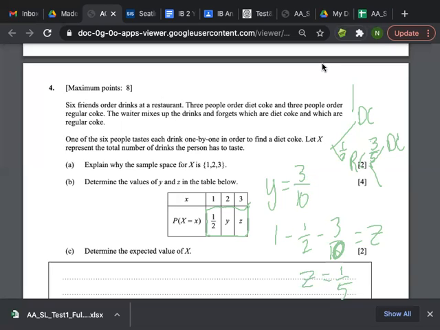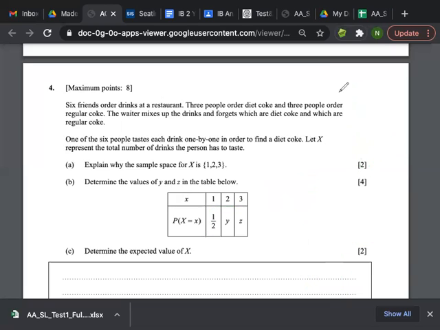Part C is determining the expected value. How do I find the expected value? P times N, but that's just if they give you a probability and a number. But what do I do when I have a table like this? Multiply all of them, and then add them together. So I would have 1/2 plus 2 times 3/10 plus 3 times 1/5.